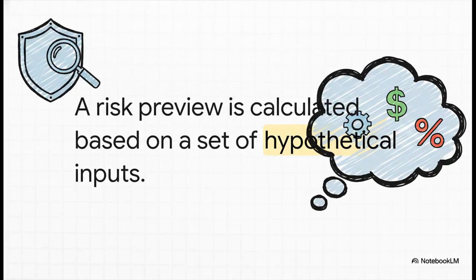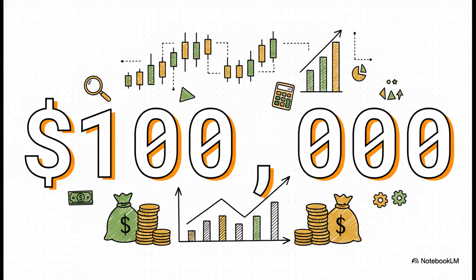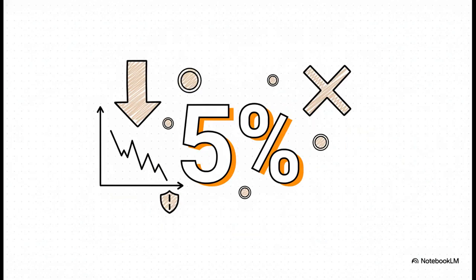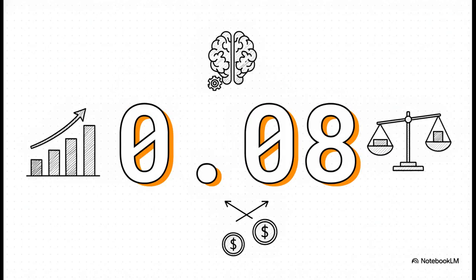All right, next up, the documentation shows us a risk preview. Now, it is really important to remember that this is all based on a set of hypothetical inputs. Think of it as a theoretical calculation, not an actual live trade. The first hypothetical number is the starting capital. For this particular example, it's set at an even $100,000. And the second one is the maximum allowed drawdown. This is basically the most an investor would hypothetically be okay with losing, and in this case, that's set at 5%. So using those inputs, the system calculates a trade size. The result for each of the two potential entries comes out to 0.08.